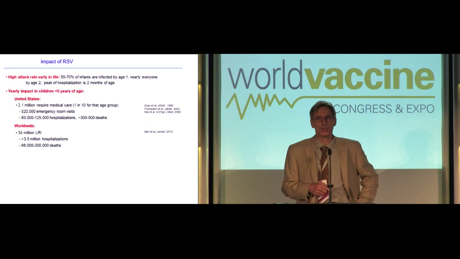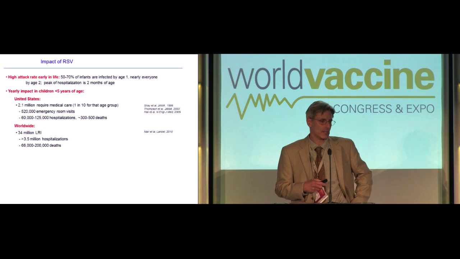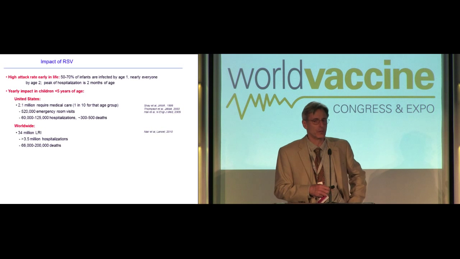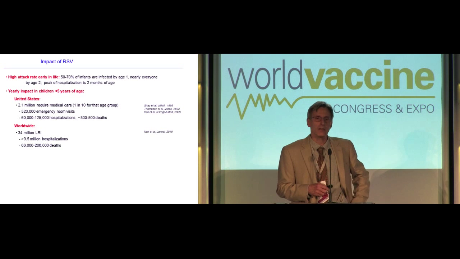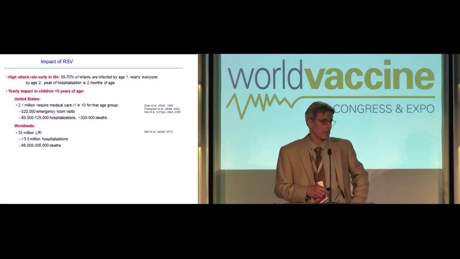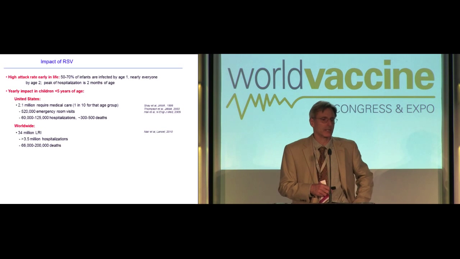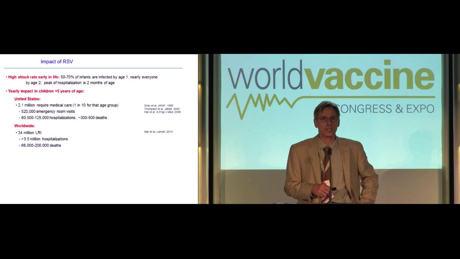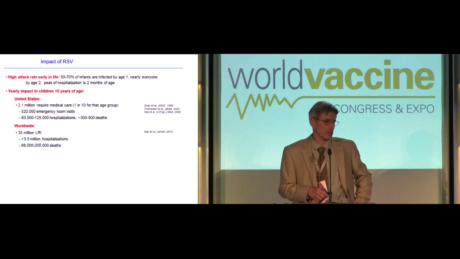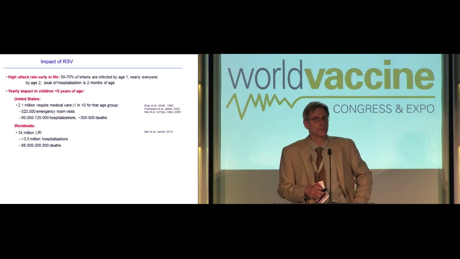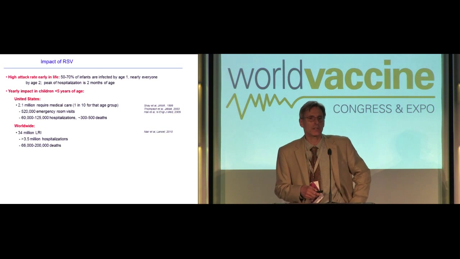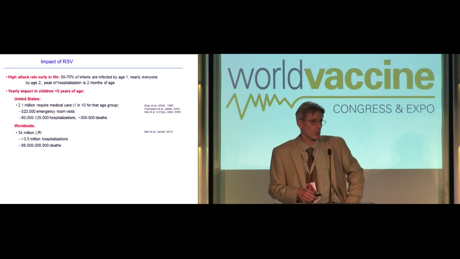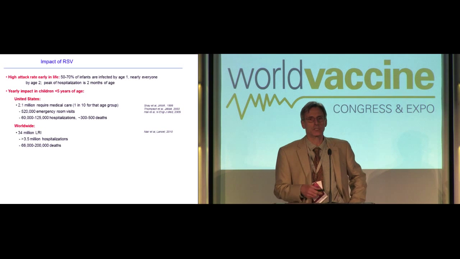So RSV is best known as a pediatric pathogen. It infects efficiently very early in life, so that by the end of the second year of life, essentially everyone worldwide has been infected. And it has a substantial impact. In children under 5 years of age in the United States, each year 1 in 10 sees the doctor for RSV disease. That's each year. And there are substantial hospitalizations, but with supportive care, the fatality rate is relatively low. But worldwide, there's substantial morbidity and mortality due to less supportive care. There are estimates of up to 1 million deaths per year for RSV.